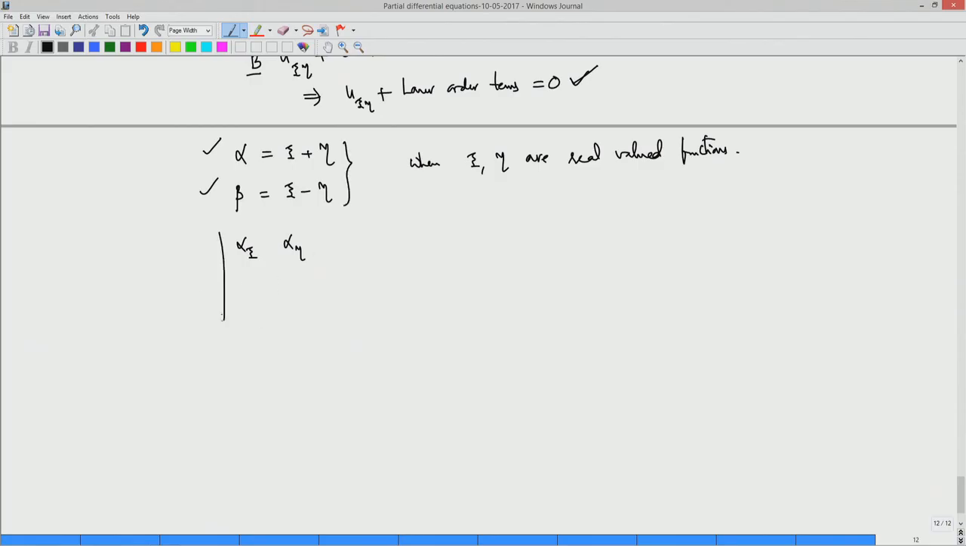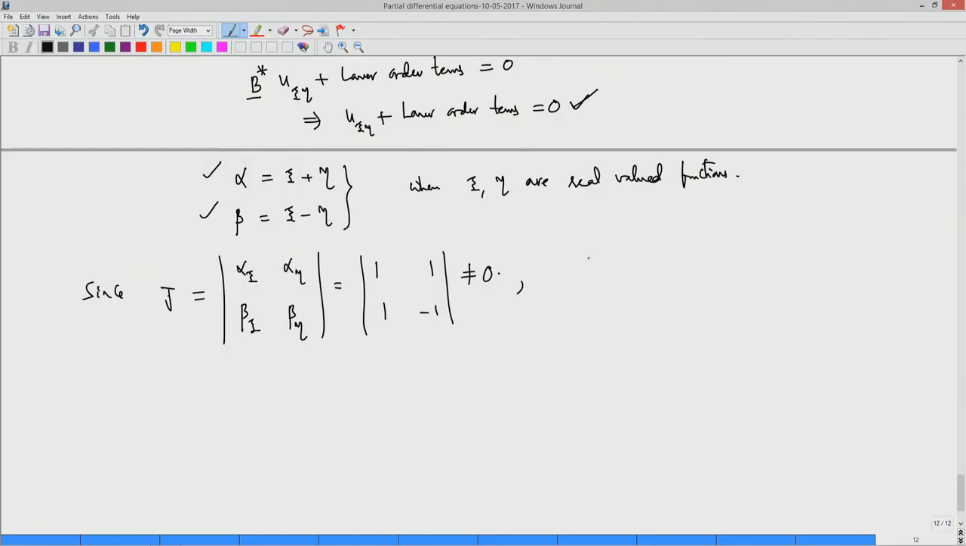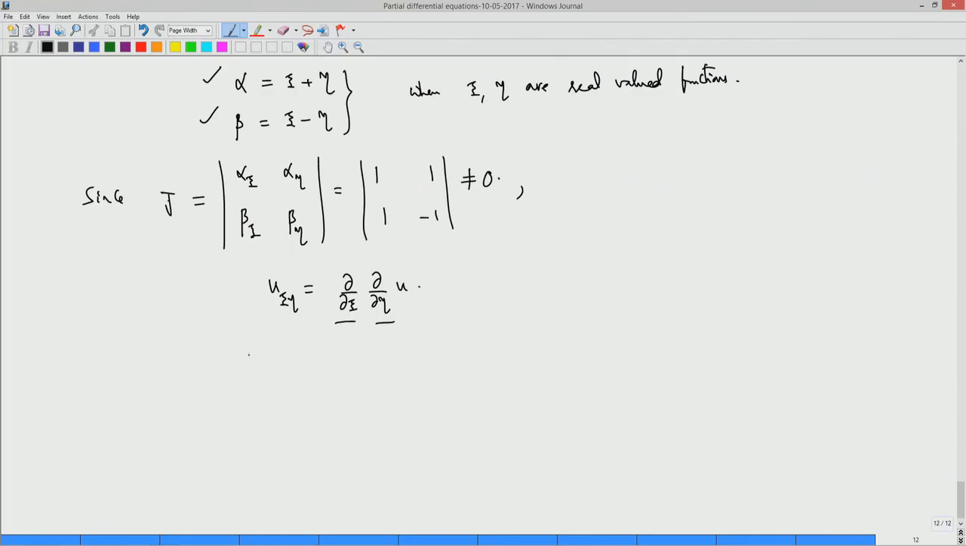With this new transformation you can see that the Jacobian will be alpha xi, alpha eta, beta xi, beta eta. What is this? This is actually 1, 1, 1, minus 1, and clearly this is non-zero. Since this Jacobian is non-zero, we can have the transformation. So, the equation becomes, what you need is to calculate u xi eta. U xi eta is do xi do eta of u. So, how do I calculate do xi and do eta?